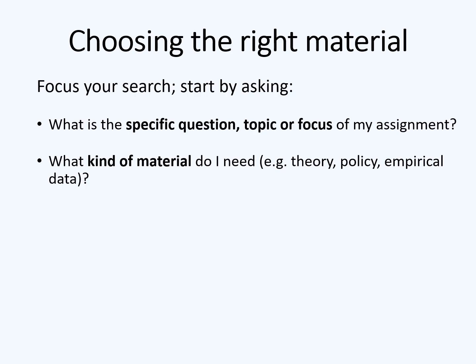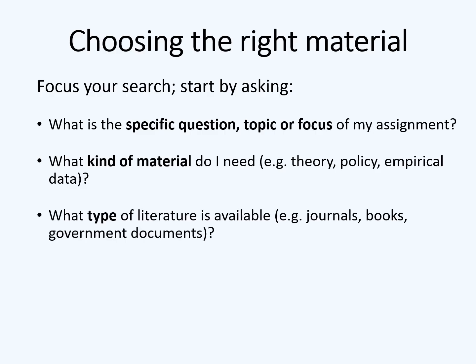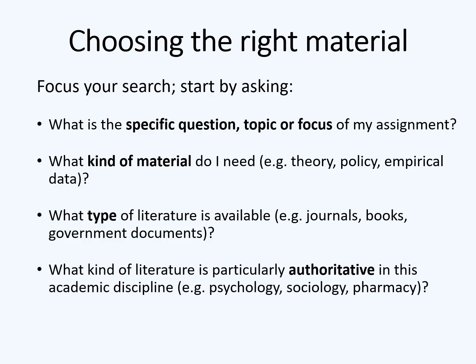What kind of material do I need? Is it data, policy, theory or argument? If so, where would be the best place to find it? What type of literature is available to suit my needs? Would it be journals, textbooks, government documents or a mixture? And what kind of literature and whose voices are particularly authoritative in my subject?